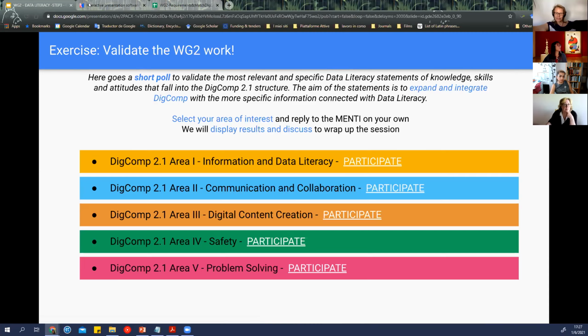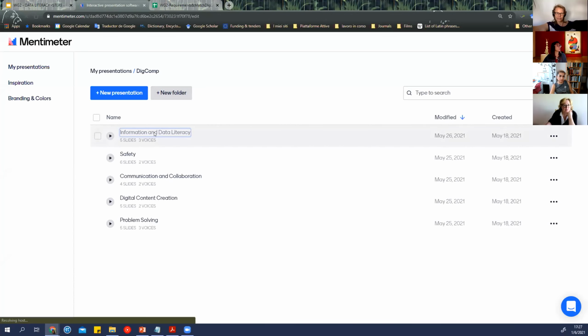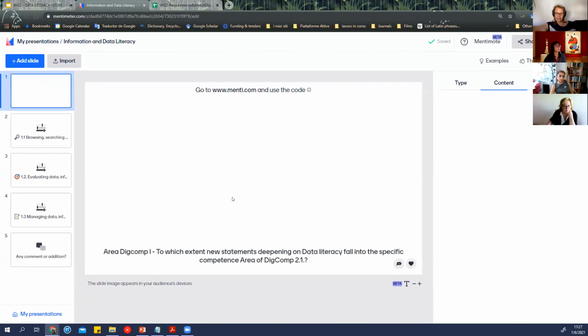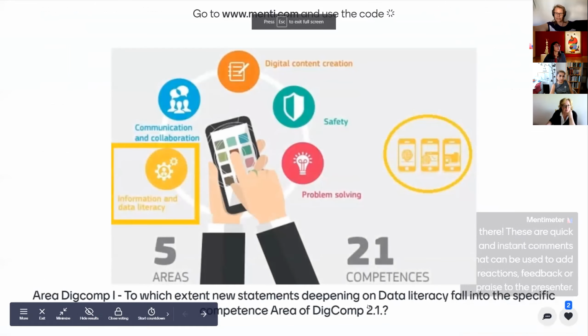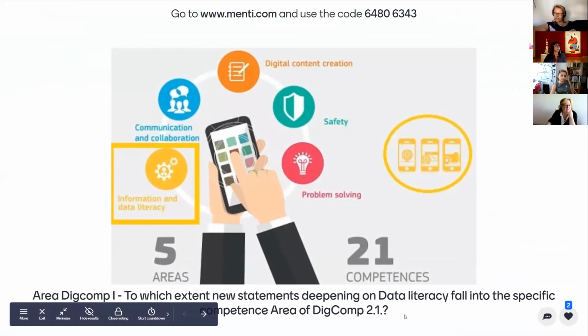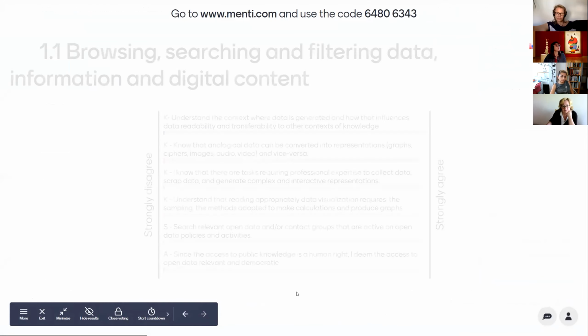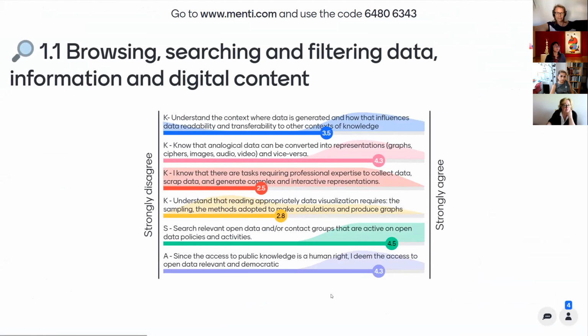So if I move to, for example, information and data literacy, you will see we propose here several statements relating to data literacy, and that there are agreements and disagreements. For example, there is more disagreement on knowing that there are tasks requiring professional expertise to collect data, scrape data, and generate complex and interactive presentations, like, I know where to search for help if I see that there is a data interaction that is complex.